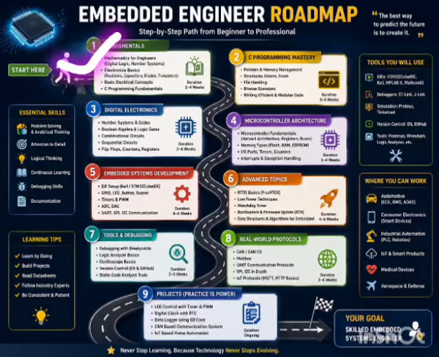Now move on to step 2, master C programming. C is the backbone of embedded systems, and you need to focus on variables, data types, loops, conditions, functions, arrays and strings, pointers, structures, bitwise operators, memory management. So these are the important C programming topics you need to focus on. Practice daily by writing small programs.